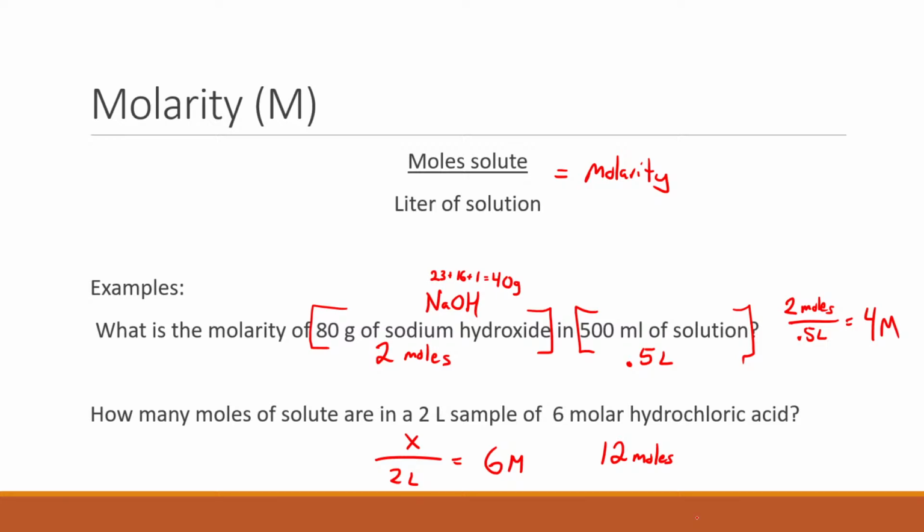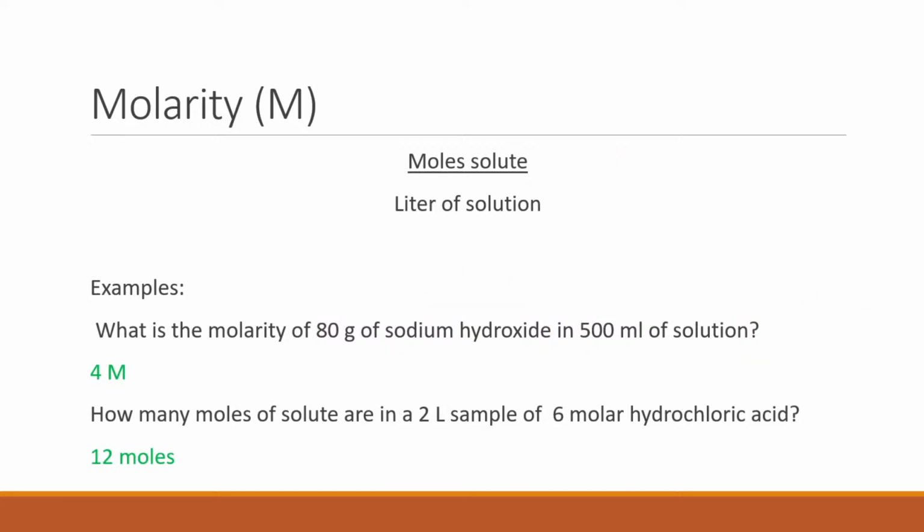Because so much chemistry is done by measuring moles and counting moles, molarity is the most common thing to see. When we're talking about acids and bases, when we're talking about electrochem, when we're talking about organic chem, we're talking about molarity almost always. The other 2, which we're going to look at in a second, are much less common. So here again, our answers end up being 4 and 12.